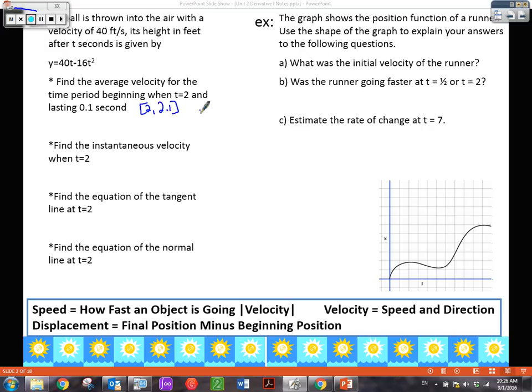Those are our t values that we're interested in. To find the average velocity, we're going to use that formula we just looked at: f of b minus f of a over b minus a. This would be a and this would be b. We simply substitute these numbers in to find f of a and f of b, which I did. I'm not going to go through the arithmetic.